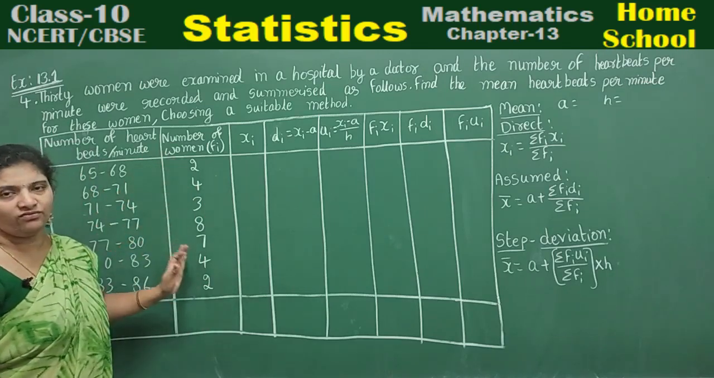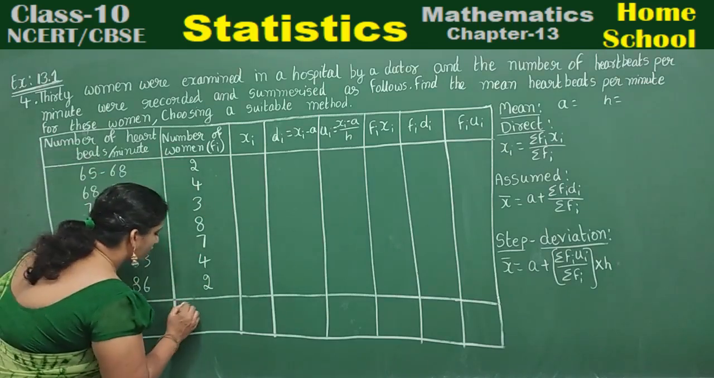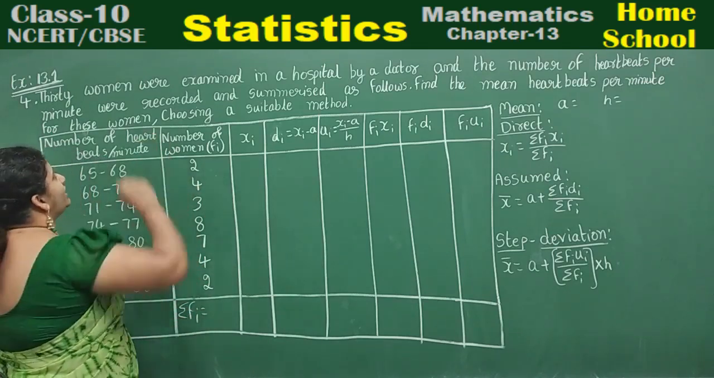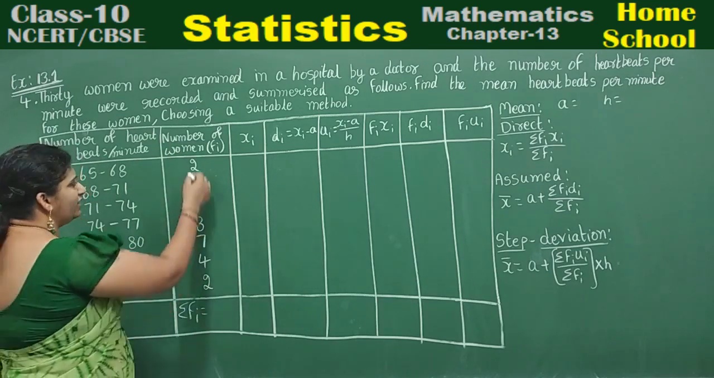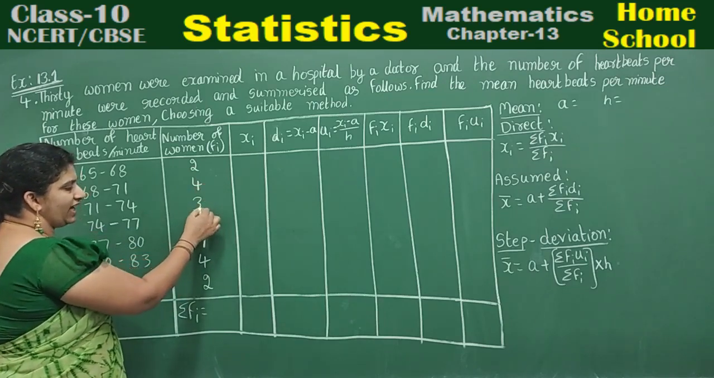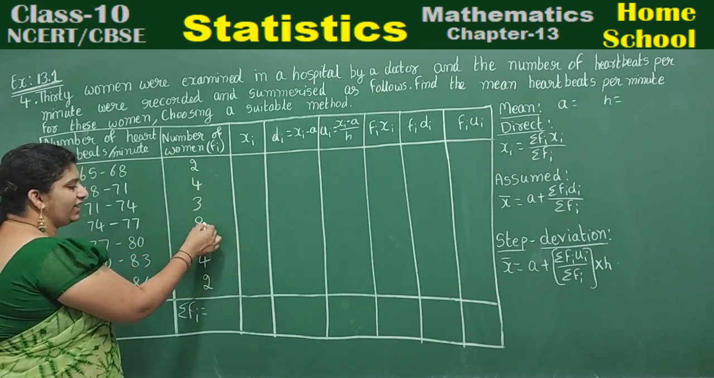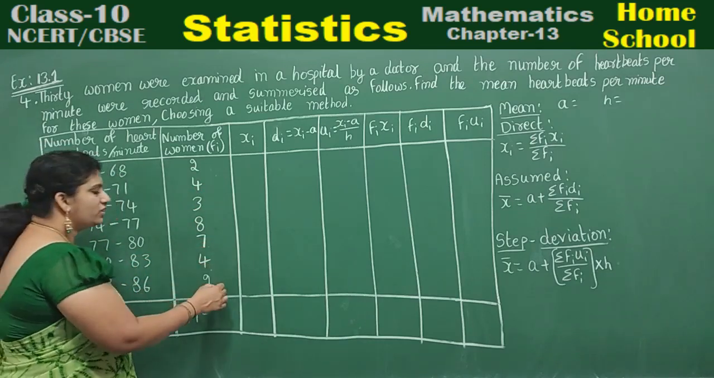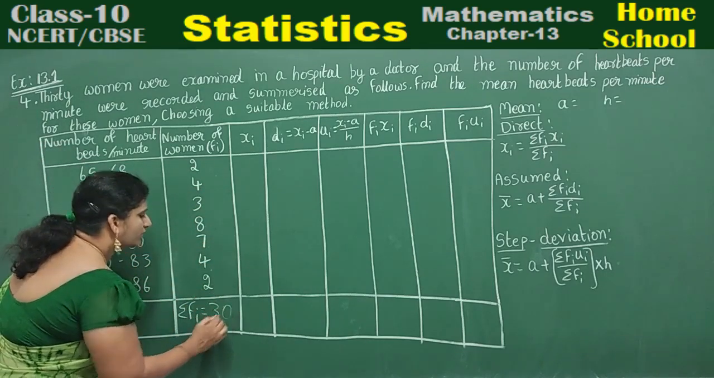Number of women, frequency. Add this column, summation Fi. Already they have given 30 women. Let's add again. 2 plus 4, 6, 6 plus 3, 9, 9 plus 8, 17, 17 plus 7, 24, 24 plus 4, 28, 28 plus 2, 30.